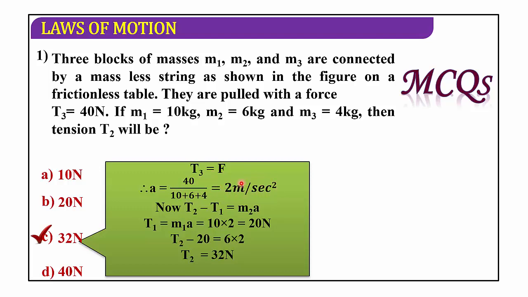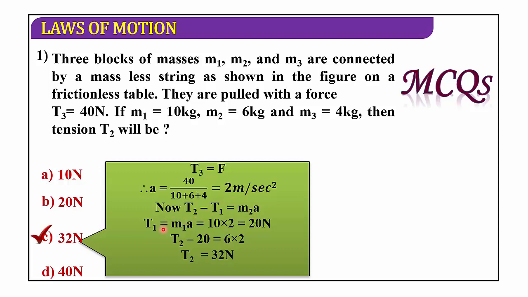This is acceleration. But I want the tension T2 value. So what is the value of T2? We know that T2 minus T1 equal to M2 into A. This is the net tension. T2 minus T1 is equal to M2A.